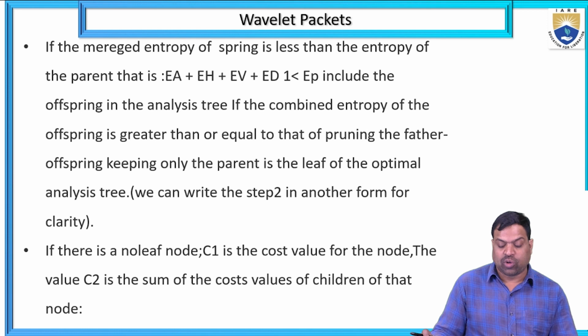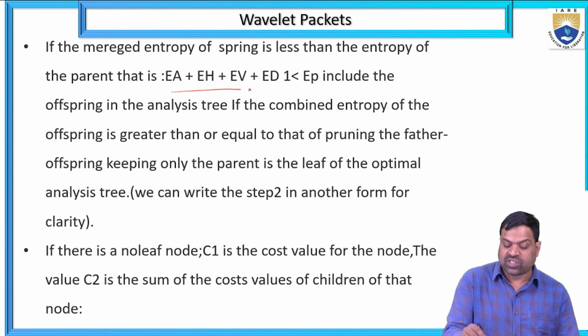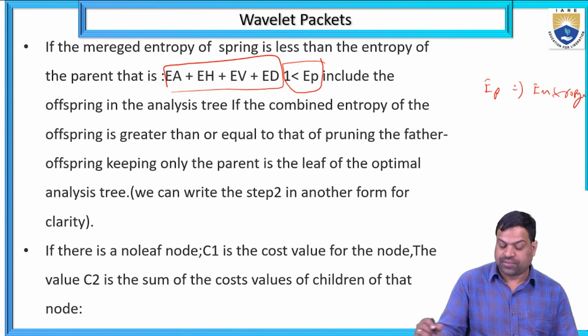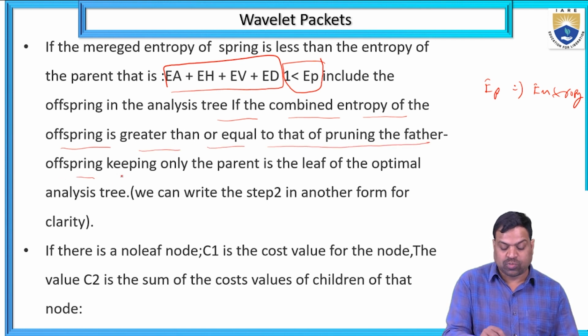So if the merged entropy of the offspring is less than the entropy of the parent, that is EA plus EH plus EV plus ED, these are the four parts, and what is the condition? It is less than EP. Then include the offspring in the analysis tree. EP is already known, that is the entropy. If the combined entropy of the offspring is greater than or equal to the parent's entropy, keep only the parent as a leaf of the optimal analysis tree.